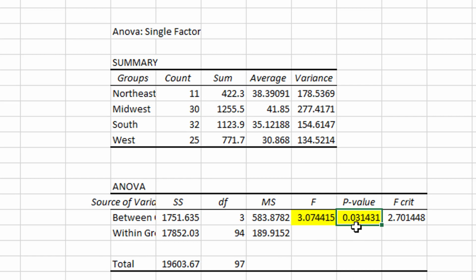And do you remember, if the p is low, the null must go? So if the p-value is less than my alpha, and my alpha was 0.05, I am going to reject the null. There is sufficient evidence to conclude that the percentage of 17 to 24-year-olds who are attending college is not the same in the 4 geographic regions. And that's it.